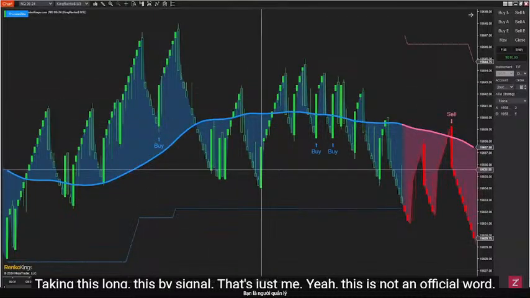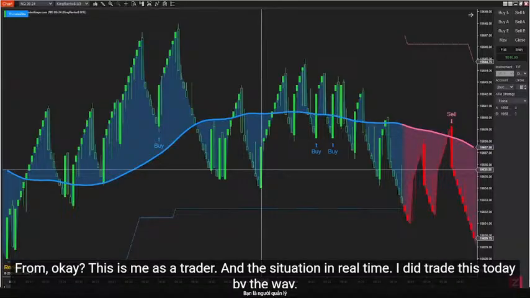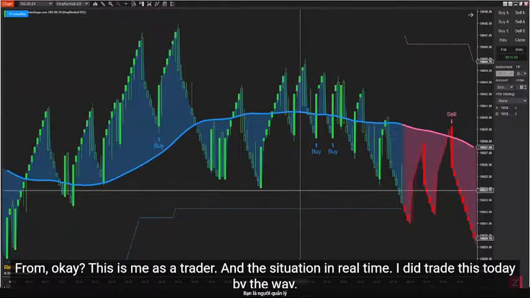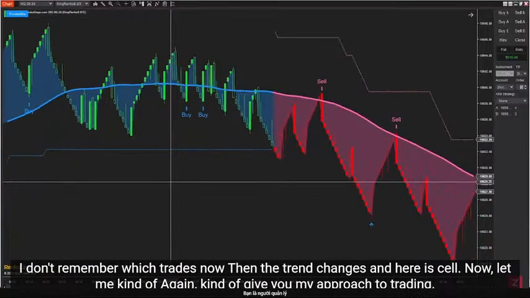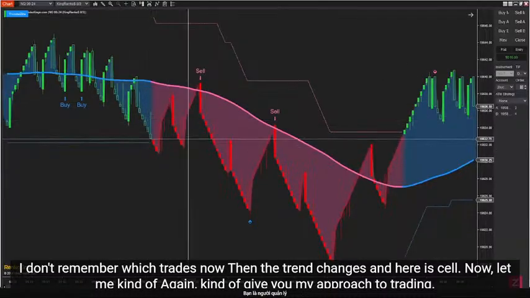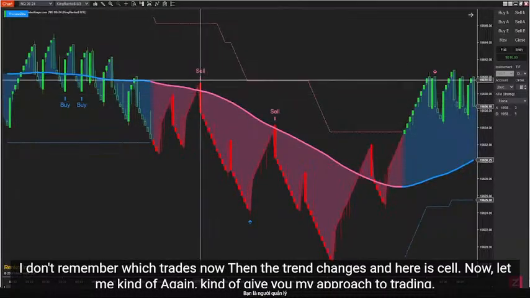That's just me. This is not an official word from Ninjaco, okay? This is me as a trader analyzing the situation in real time. I did trade this today, by the way. I don't remember which trades. Now, then the trend changes, and here is a sell.